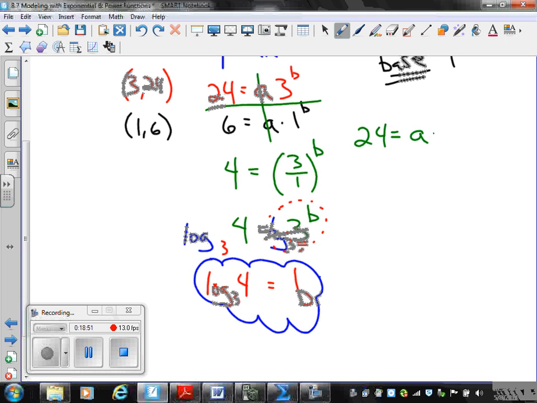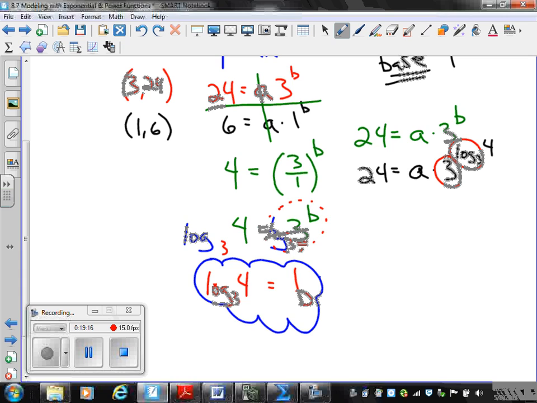Okay, so 24 equals a, which is what I'm looking for, times 3 to the, look at what we have here, log base 3 of 4. Ooh, isn't this nice? We have 3 to the and log base 3. Those unwrap again. Isn't that wonderful? When we get 24 equals a times 4, don't we?